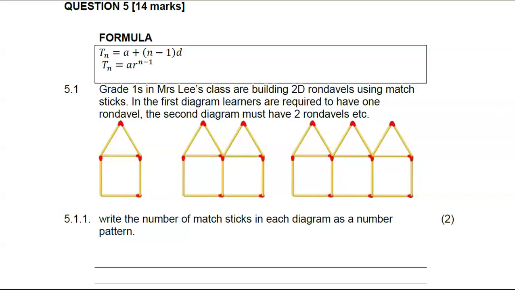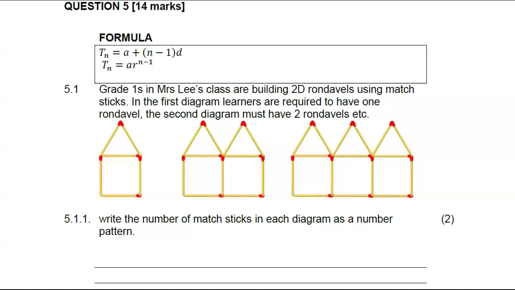And for 5.1, it says that grade 1s in Mrs. Lee's class are building 2D rondellas using matchsticks. In the first diagram, learners are required to have one rondella. The second diagram must have two rondellas, etc. Now, 5.1.1: write the number of matchsticks in each diagram as a pattern.